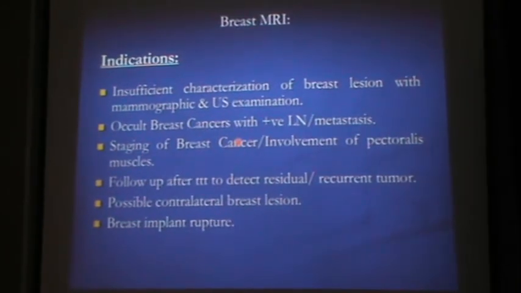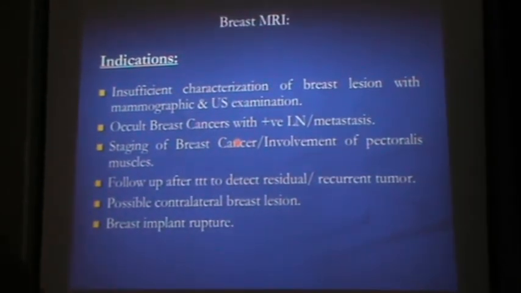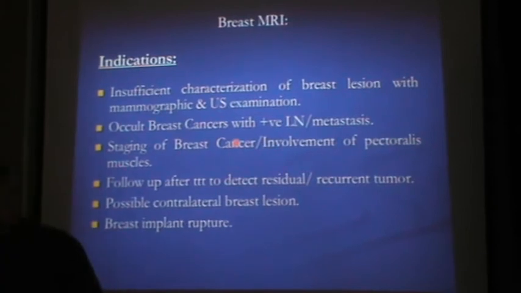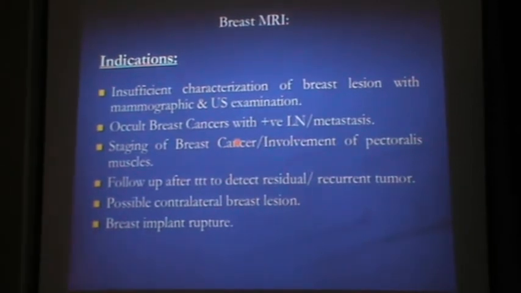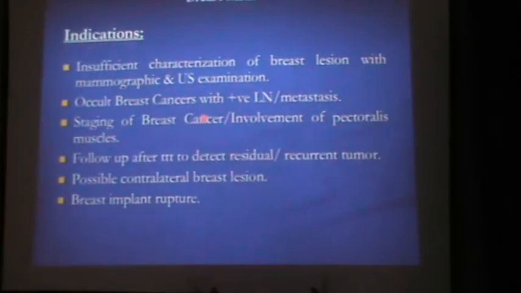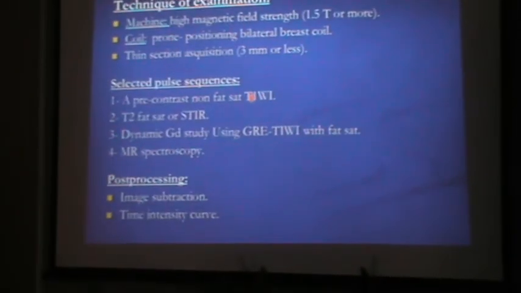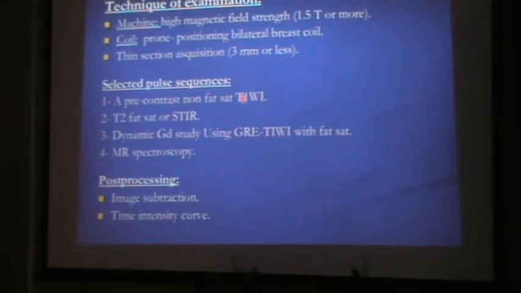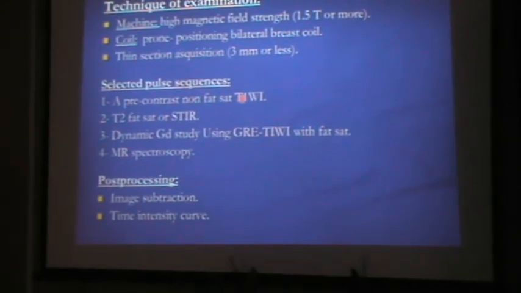Breast MRI, just a brief talk. Dr. Mahmoud Abdul Latif will talk in detail about breast MRI. Indications of breast MRI: insufficient characterization of breast lesion with mammography and ultrasound examination, occult breast cancer with positive lymph node metastasis, staging of breast cancer and involvement of pectoralis muscles, follow-up after treatment to detect residual or recurrent tumor, possible contralateral breast lesion, breast implant rupture. The technique of examination, I think Dr. Mahmoud will talk about them in detail.